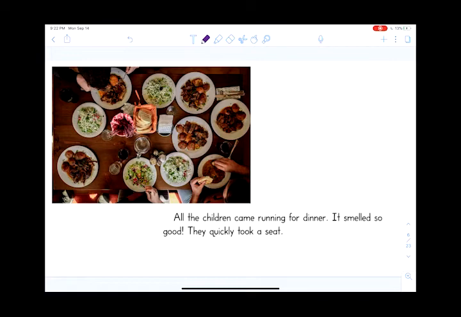Now, let's get into exercise 1, day 26. Today, we will have you start with story writing, which asks you to finish this story based on the picture. The exercise starts off with a sentence. All the children came running for dinner. It smelled so good. They quickly took a seat. Now, finish writing the rest of the story. Pause this video if you need to.